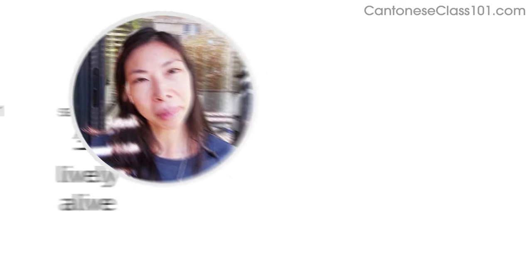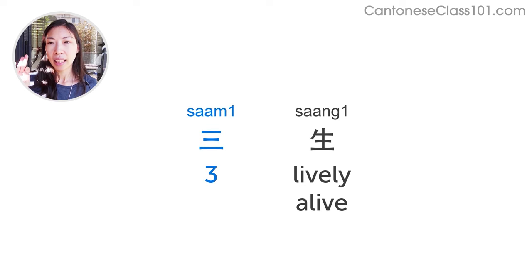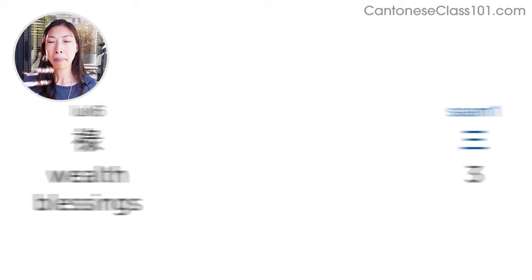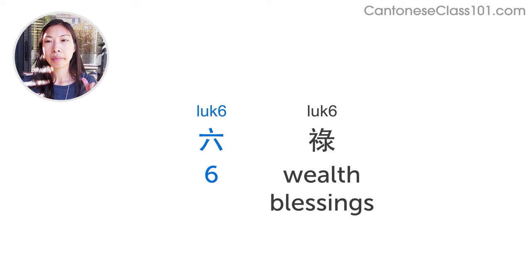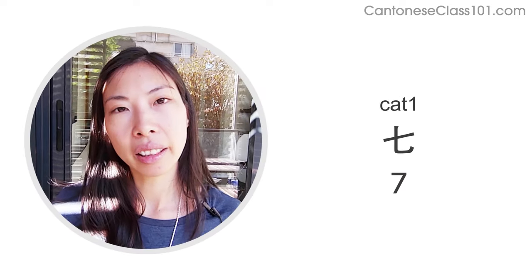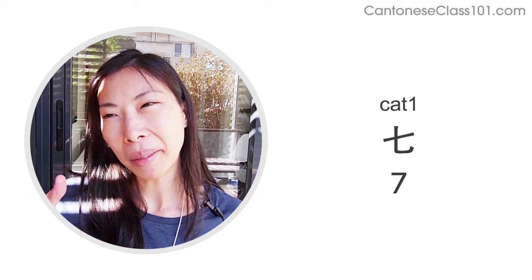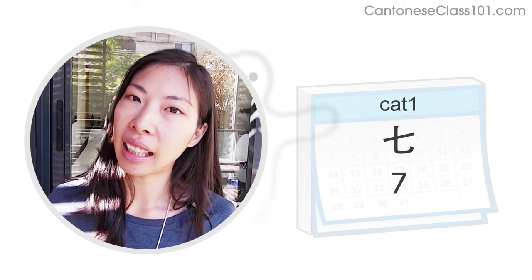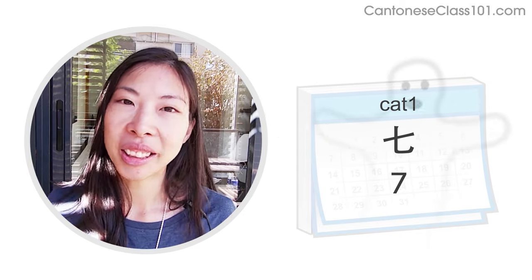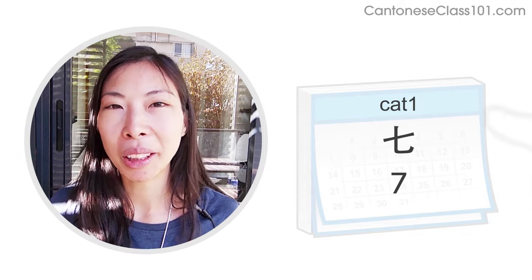Let's see if other than 4 and 8, there is any significance to other numbers. Number 3, sam, is also considered good luck as it sounds similar to sang, meaning lively and alive. Sang and sam. Also, the number 6, lo, is a good number as it has the same pronunciation as lo, which means wealth and blessings. Lo. On the other hand, the number 7, tat, is a bad number because it sounds similar to a swear word. And also the 7th month of the Chinese calendar is the ghost month, in which ghosts and spirits are believed to come to our world from the lower realm.